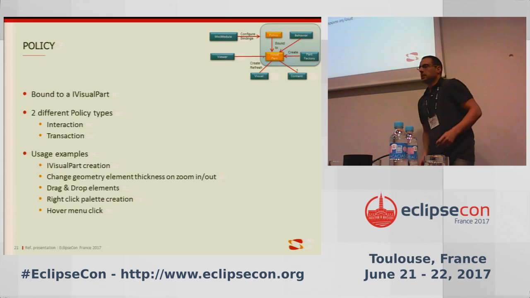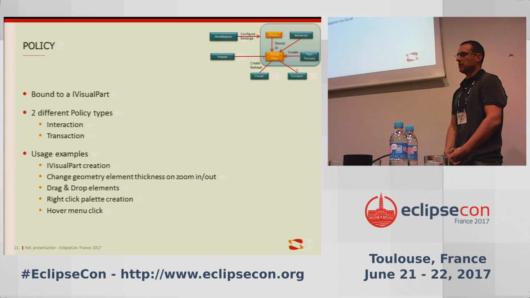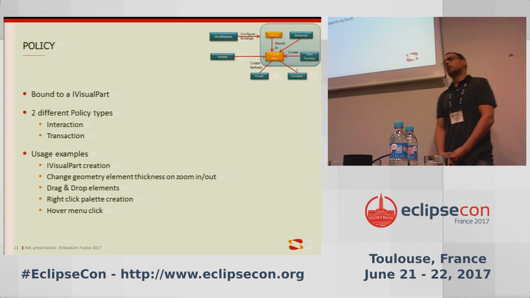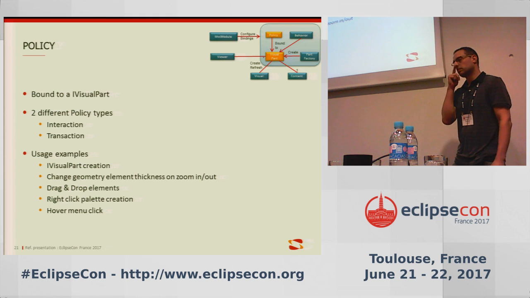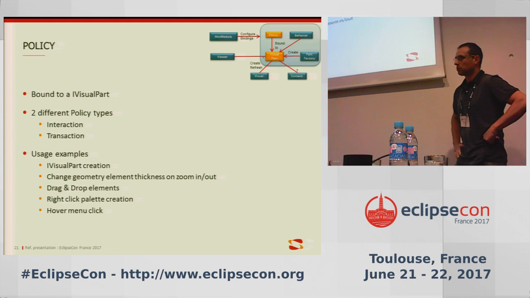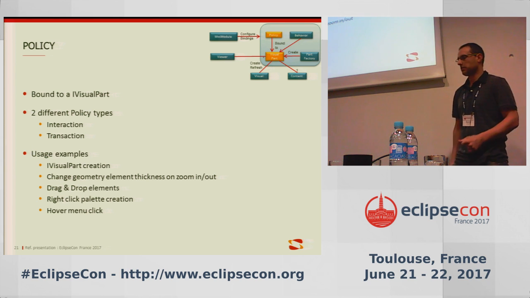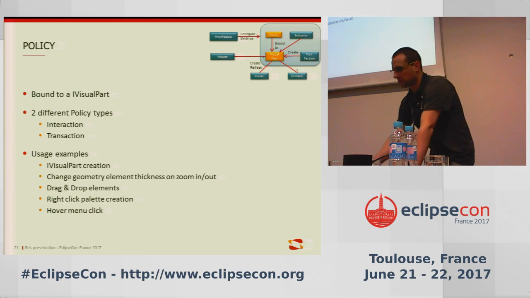So for the policy, it's bound to a visual part. So you have 2 main different policy types. One for interaction, so that will be drag and drop, scrolling, click, selection. And you have also a transaction policy that will be used by other policies, like interaction policies, when, for example, after an interaction, you want to save the final state after the interaction. So you can see some usage examples of the policy.